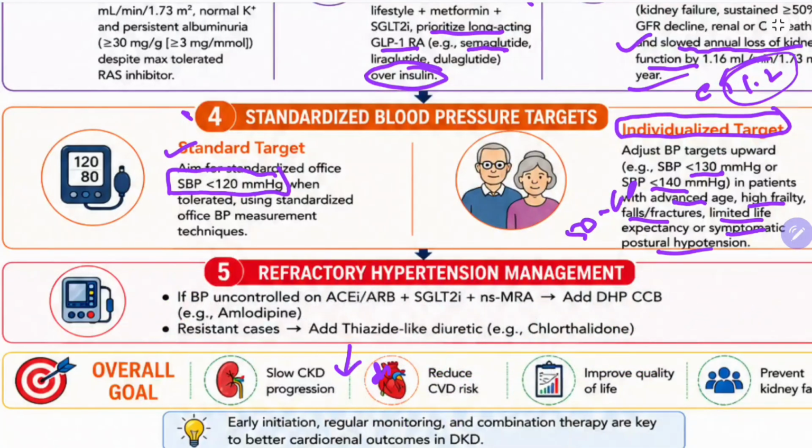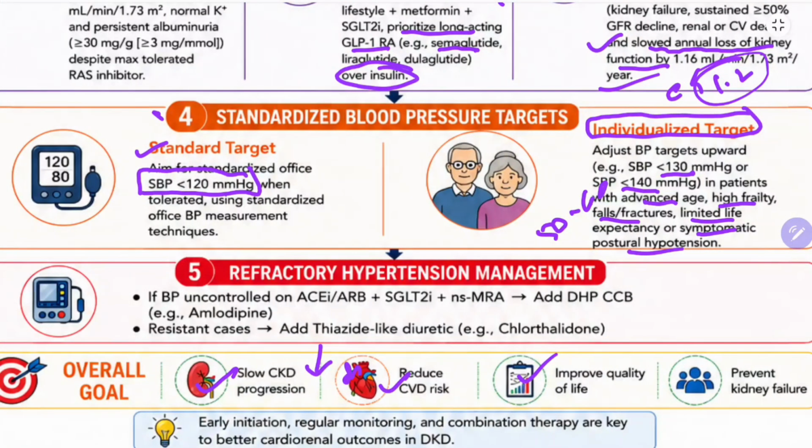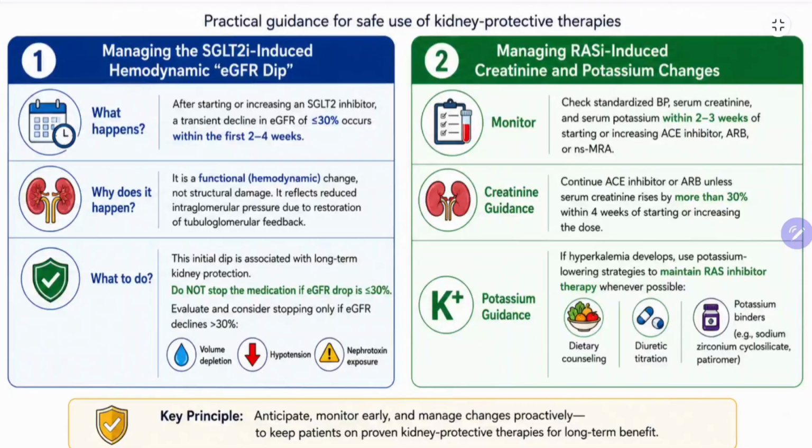So the overall goal over here is to slow CKD progression, reduce cardiovascular disease, improve quality of life, and prevent kidney failure. Early initiation, regular monitoring and combination therapy are key to better cardiorenal outcomes in DKD. Now, while giving SGLT2 inhibitors and RAS inhibitors, you should keep some points in mind.